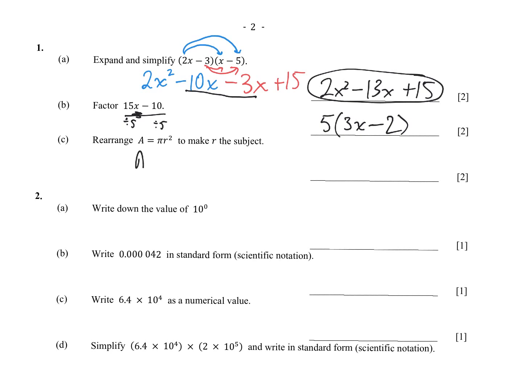We're asked to rearrange A equals pi r squared to make r the subject. The first thing that we're going to do is notice that the pi and the r squared are multiplied together. So we're going to divide by pi on both sides to get rid of it. And so you're going to get A over pi equals r squared.